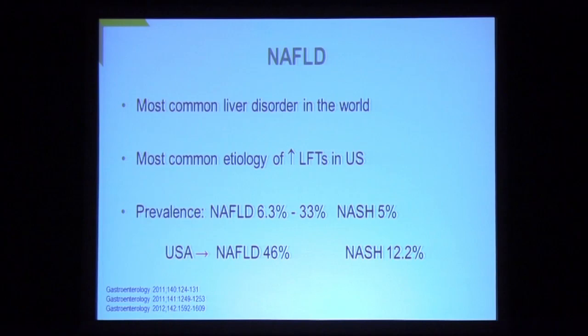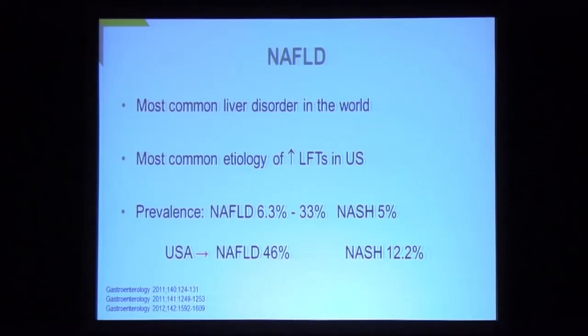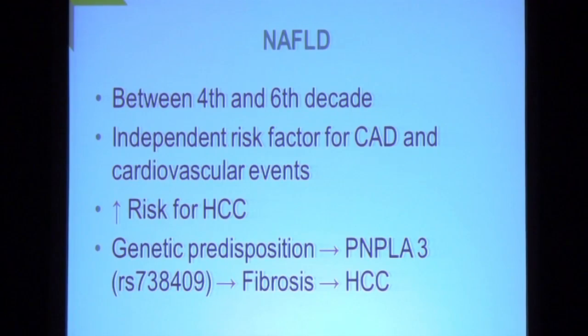It is the most common liver disorder in the world right now, and the most common cause of abnormal liver tests in the United States, and its prevalence worldwide goes from 6.3 to 33%, depending on which group you study. NAFLD is 5%, but in the United States it goes up to 46% in certain groups, and NASH up to 12.2%. It usually appears between the 4th and 6th decade of life, and it's an independent risk factor for coronary artery disease. It is also important to have in mind that it increases the risk for the development of hepatocellular carcinoma, and we know that there is a genetic predisposition.